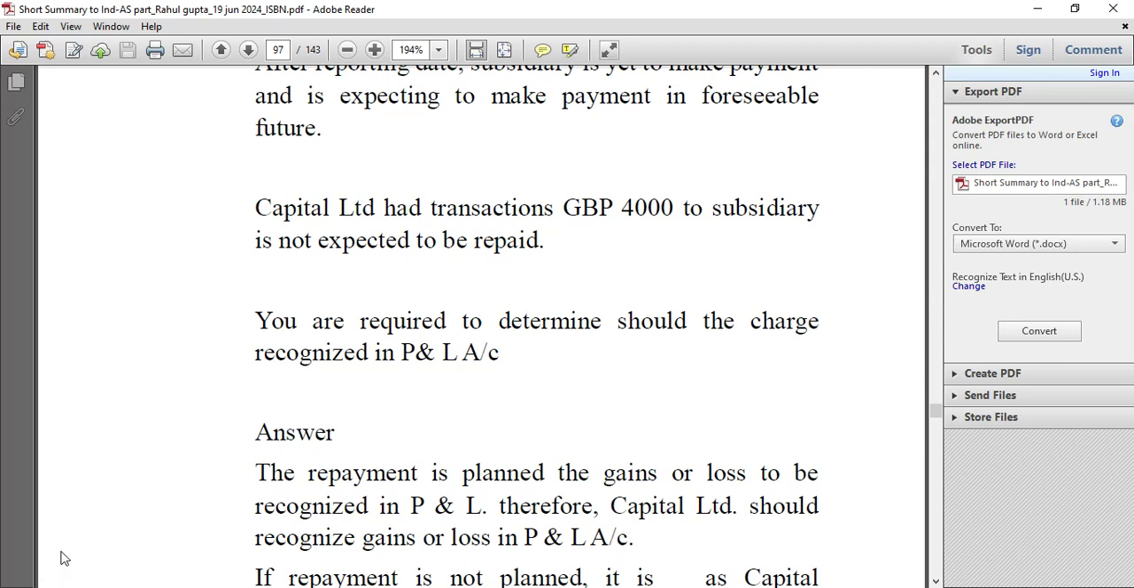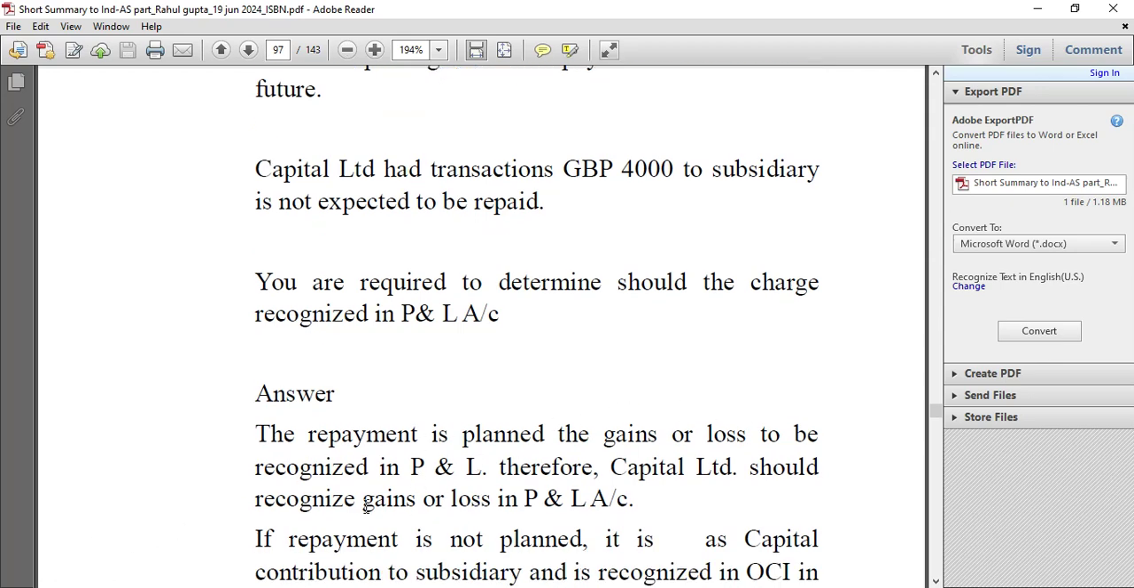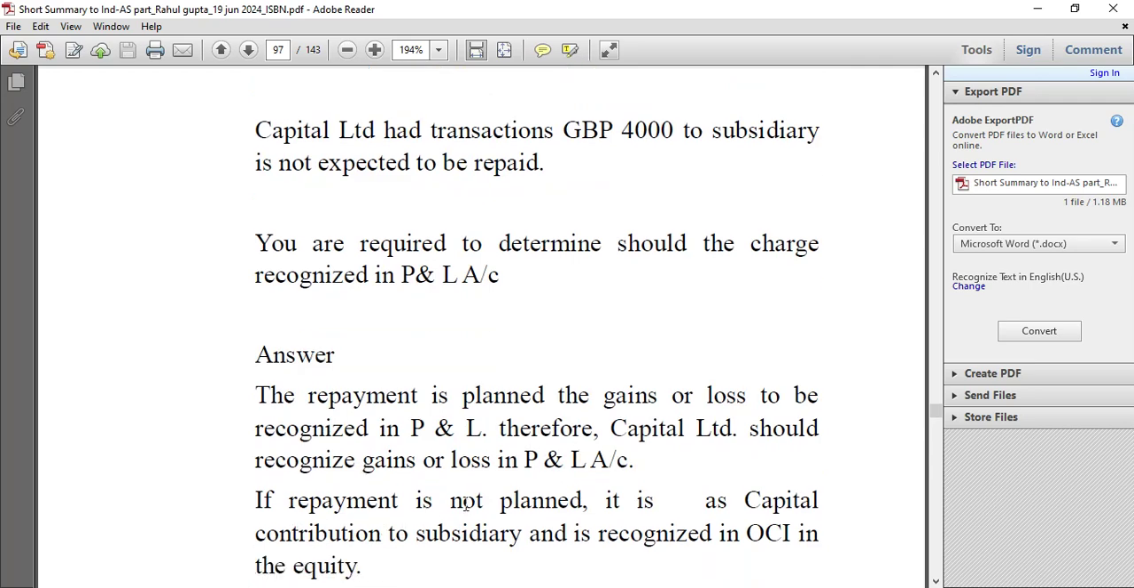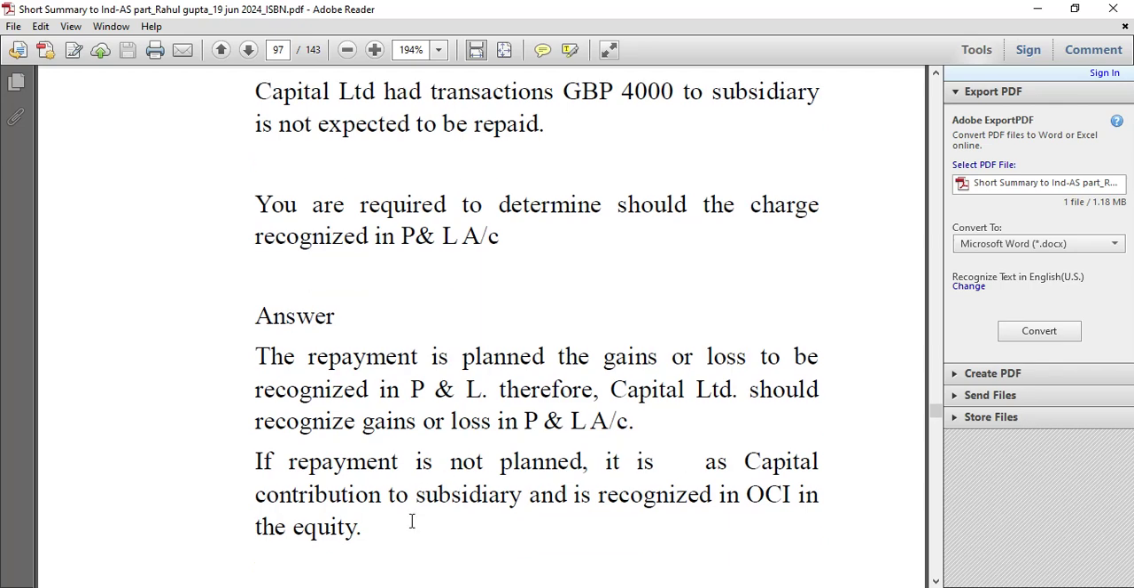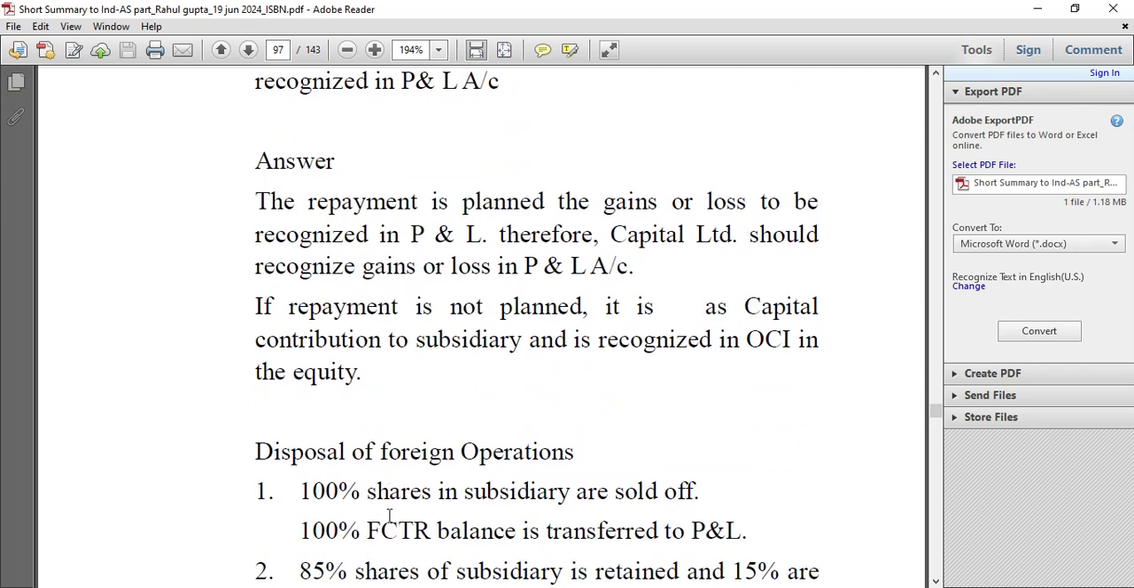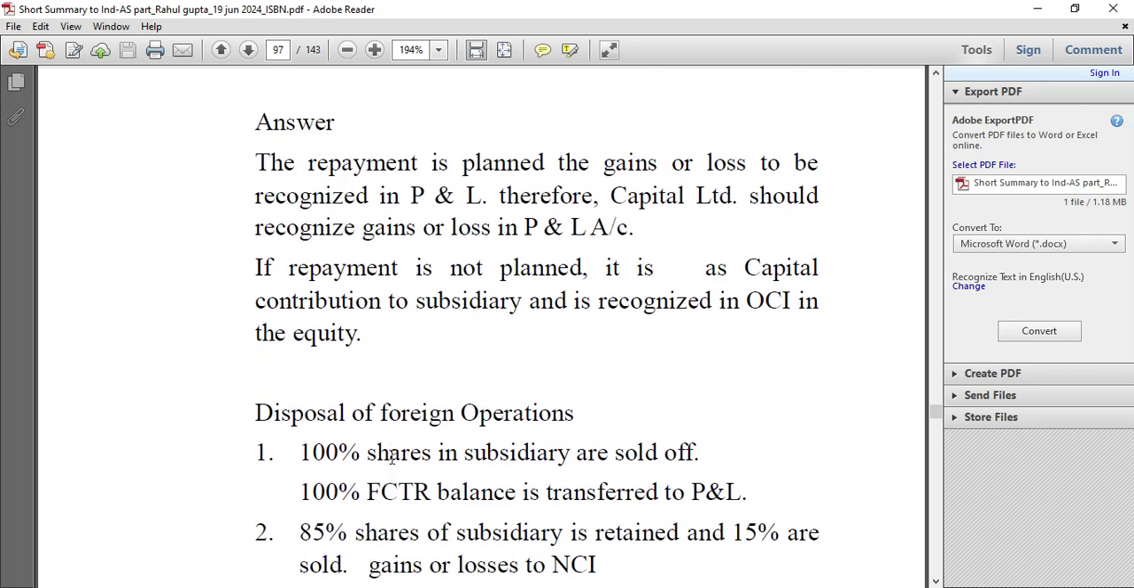The repayment is planned, so the gain or loss should be recognized in P&L. Therefore, Capital Limited should recognize the gain or loss in P&L. If repayment is not planned, it is treated as a capital contribution to the subsidiary and is recognized in OCI in the equity. Disposal of foreign operations.